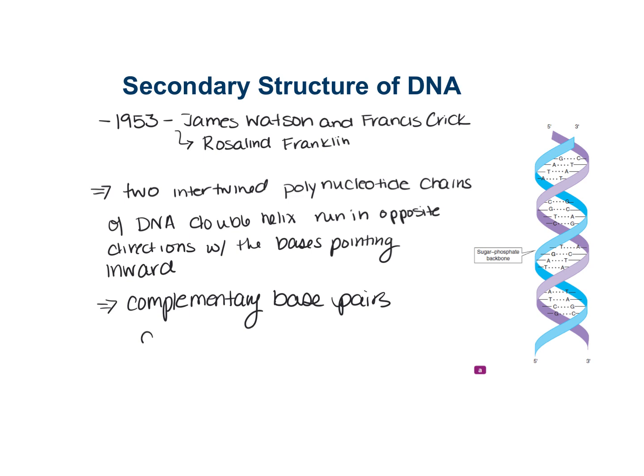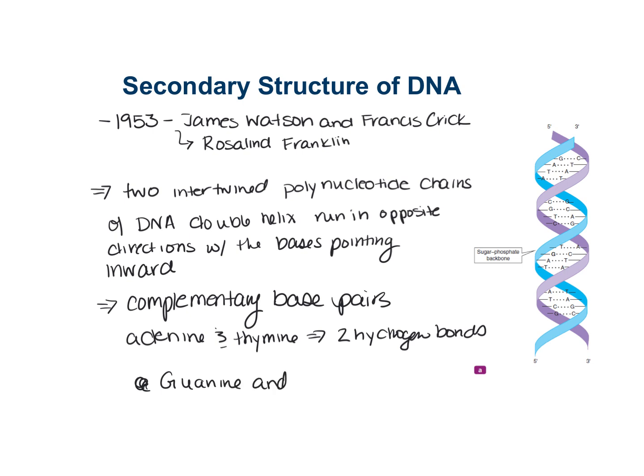Right, and so we have adenine and thymine. And when they pair up, they make two hydrogen bonds. And then we have guanine. Ooh, that's a wild G. Let's do better. Guanine and cytosine. And they have three hydrogen bonds. Okay, and so those are the bonds that they make there.